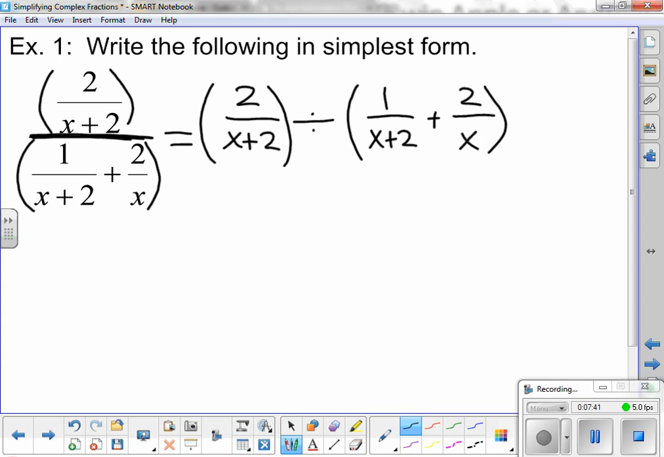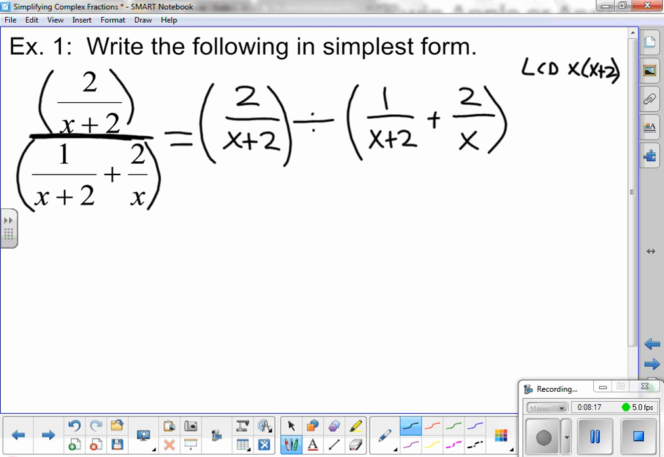Now we got kind of like a little mini problem here. The mini problem is on this side right here. We got to get these things together because we want a fraction divided by a fraction. That way we can multiply by this side's reciprocal. So we got to get these two together. Now you should already know how to add fractions. You need common denominators, so you need to change these denominators to the same thing. So the LCD between an x and an x plus 2 is basically you multiply these two things together. So x times x plus 2. So your LCD on this side is x times x plus 2.